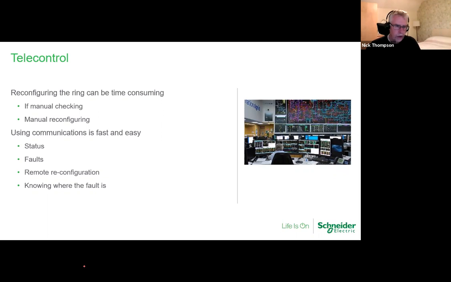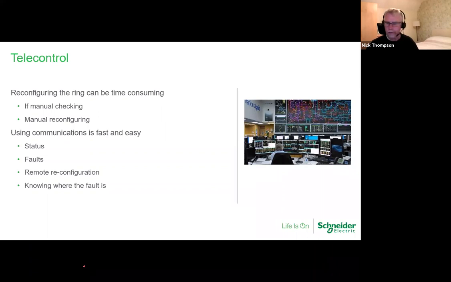So SCADA or remote monitoring is a quick and easy way of identifying where your faults are, and then maybe working out what the switching schedule is going to be, and then ultimately doing the switching remotely if you are allowed to.